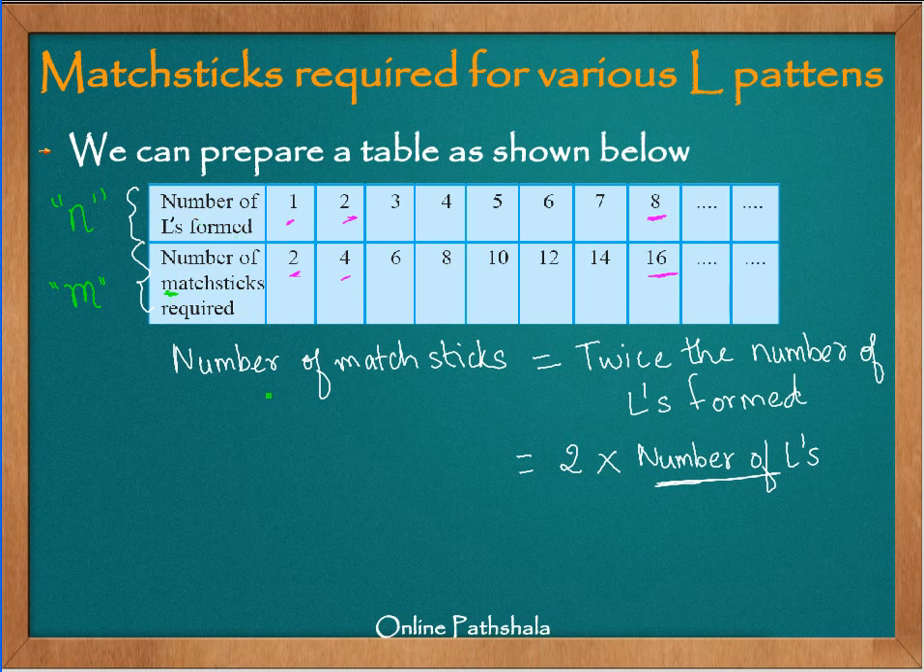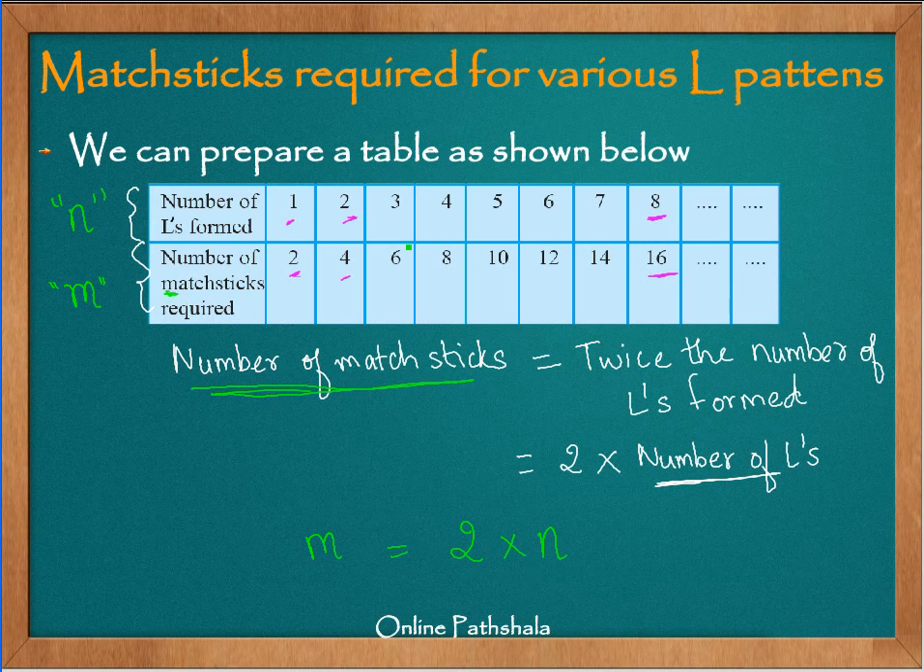Now can we do one thing? Can we substitute this long phrase with our new convenient notation, that is the use of m? So I will say that m, which stands for number of matchsticks, is equal to twice into the number of L's. But I know that I am using the letter n to represent the number of L's. So I am saying 2 into n. Do you see what we have done here?